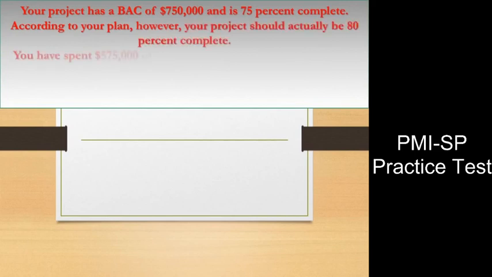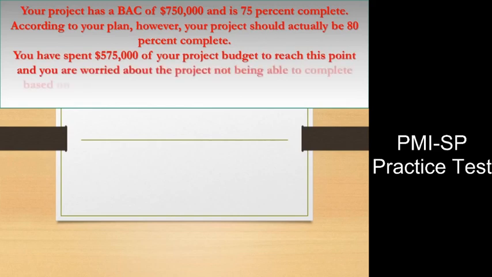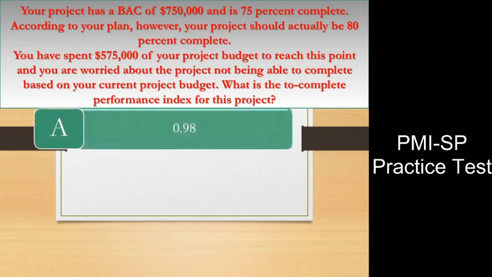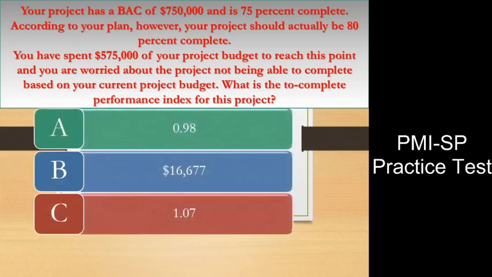Question. Your project has a budget of $750,000 and is 75% complete, according to your plan. However, your project should actually be 80% complete. You have spent $575,000 of your project budget to reach this point and you are worried about the project not being able to complete based on your current project budget. What is the to complete performance index for this project?